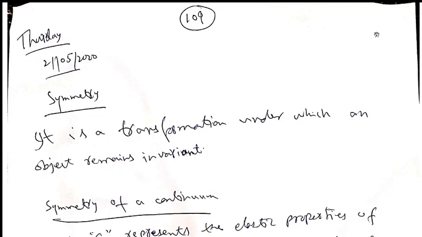You know that symmetry is basically a transformation under which an object remains invariant. We have different types of symmetries: translation, reflection, rotation, and scaling. These are different types of symmetries.